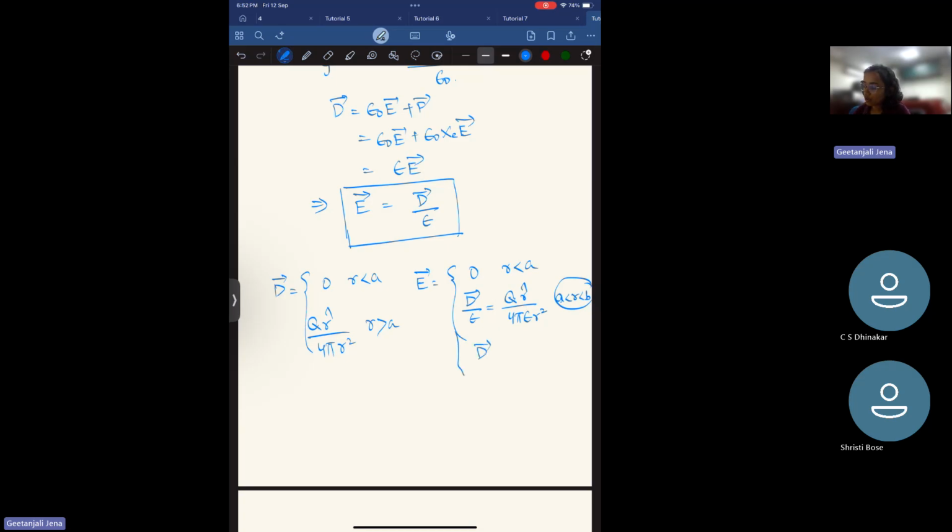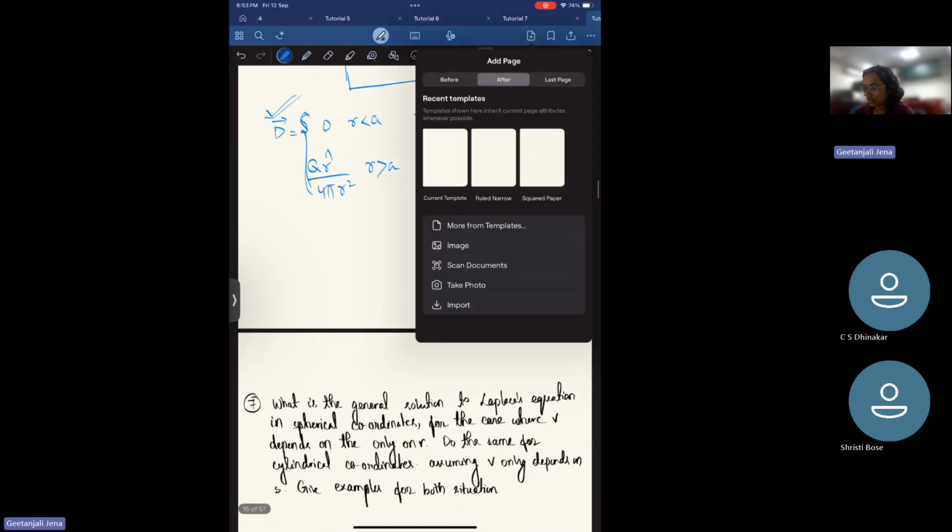Outside it will be only epsilon naught, because P is 0 outside, right? If you put P is 0 here, E will be D by epsilon naught. So this will be Q R cap by 4 pi epsilon naught R square for R greater than B. So is this calculation clear? Now we know both D and E. Now it's quite easy to calculate the value of this integration.